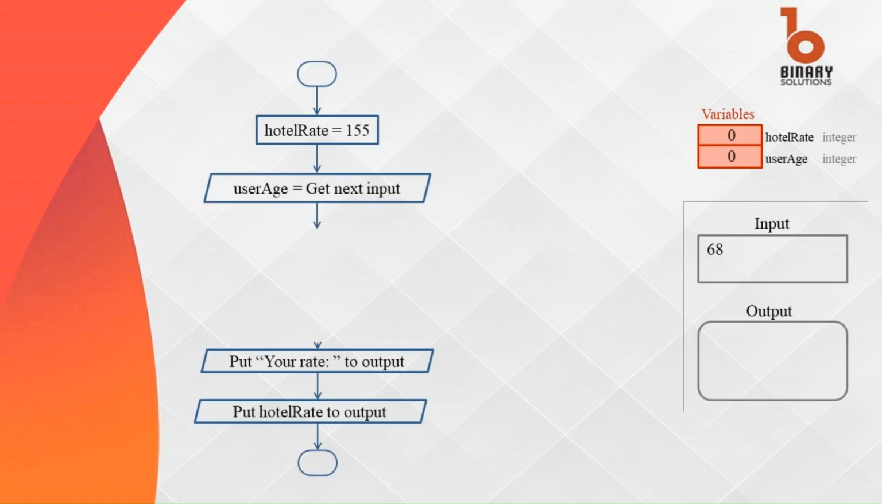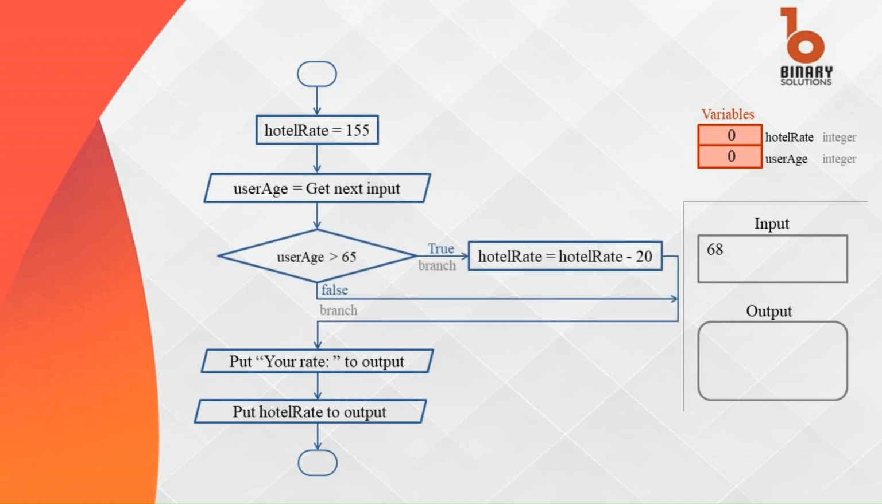In this example, the concept of an if branch is demonstrated using a hotel discount based on age. A hotel may offer a discount only to guests over the age of 65. The program follows a simple decision making process. First, it checks whether the user's age meets the condition greater than 65. If the condition is true, the first branch executes, applying the discount to the hotel rate.